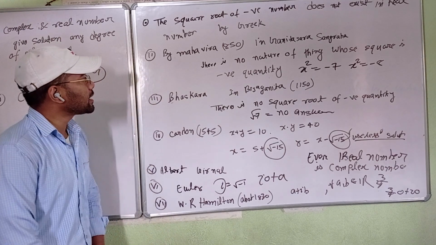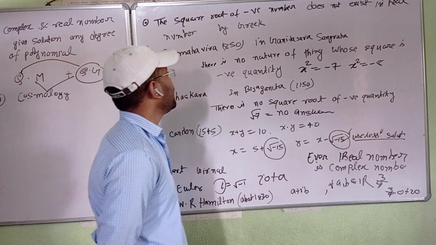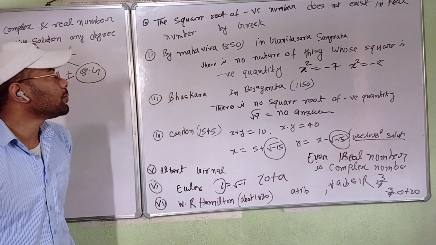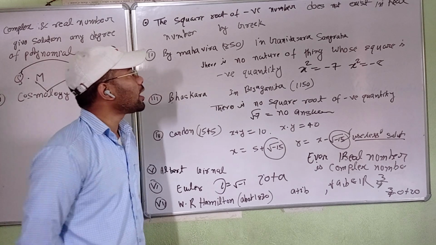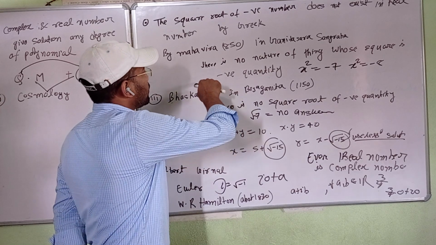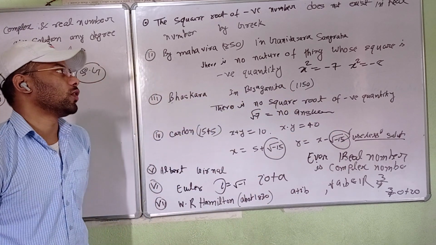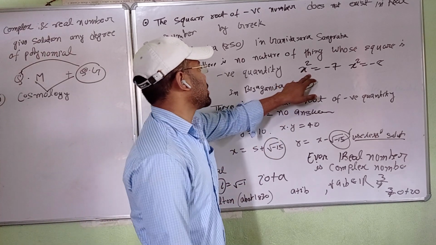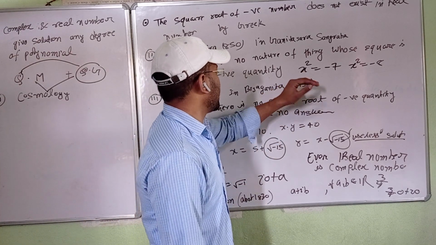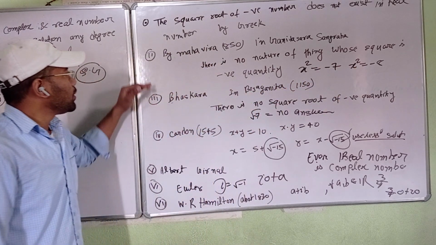The next mathematician was an Indian mathematician called Mahavira, in 850. In the Ganita Sara Sangraha, he wrote that there is nothing natural whose square is a negative quantity, and we can see by example that there is no existence of such a type of number.